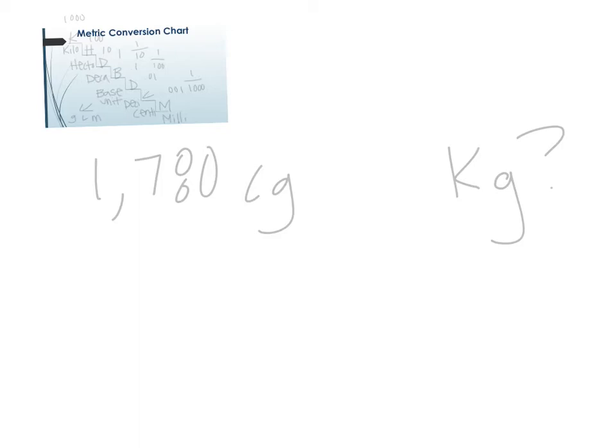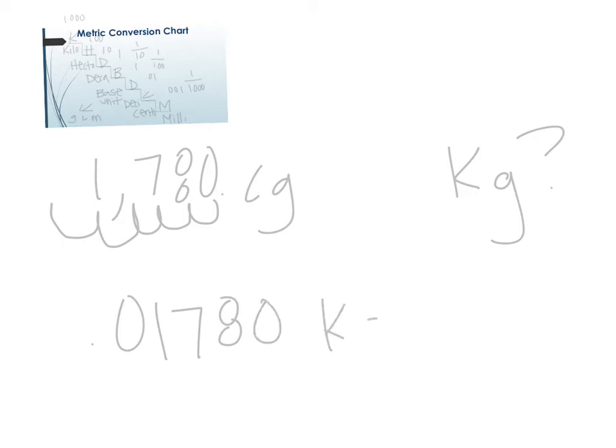I can count and say that, well, there's 1, 2, 3, 4, 5 different stair steps to get from a centigram to a kilogram. And I had to go up the stairs, so I had to go to the left. Well, we have an unwritten decimal place right here. So now I can just go 5 places to the left. So 1, 2, 3, 4, and 5. So I will have 0.01780 kilograms. And that's just really nice and easy. I didn't even need to use a calculator for that.